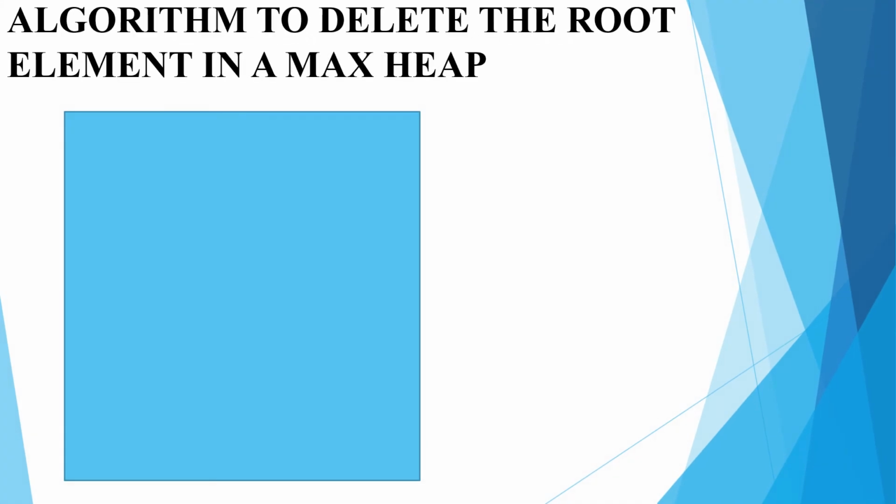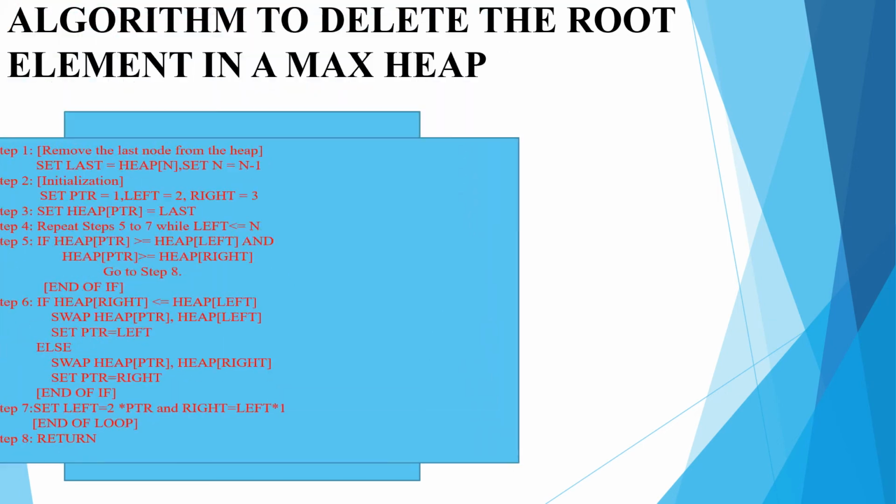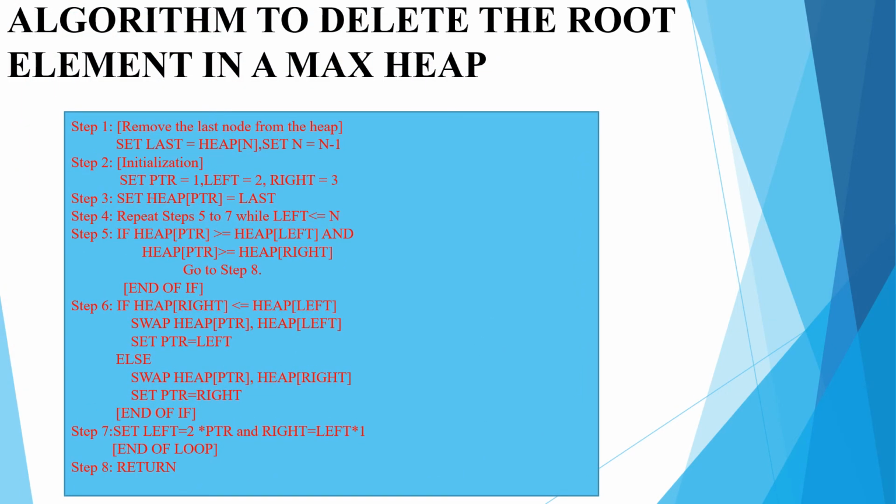We can look at the algorithm to delete the root element in a max heap. These are the steps of the algorithm to delete the root element in a max heap. These steps depict the steps I have discussed in the previous example. Here we assume that heap H with n elements is stored using a sequential array called heap. Last is the last element in the heap, and PTR, left and right denote the position of last and its left and right children respectively as it moves down the heap.